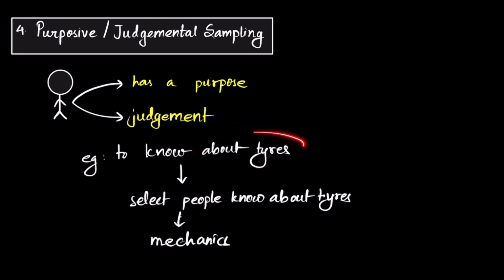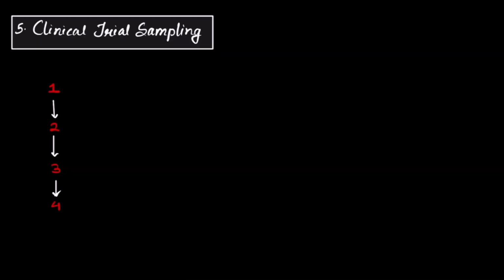In order to fulfill the purpose, the researcher himself selects people that know about tires, like mechanics in a community. Next is clinical trial sampling. A clinical trial is carried out to check the safety of a drug that is to be released in the community. And usually the trial is carried out in four different phases.